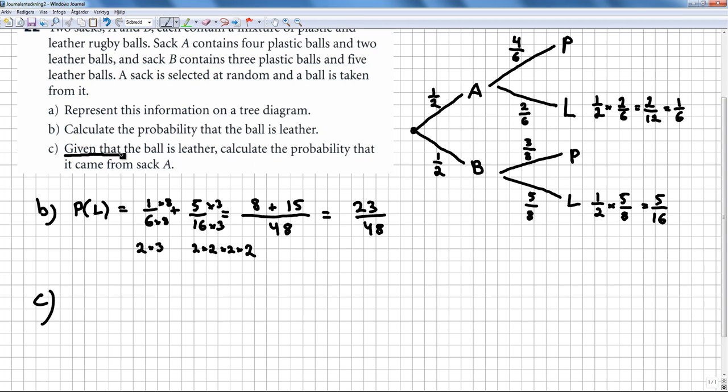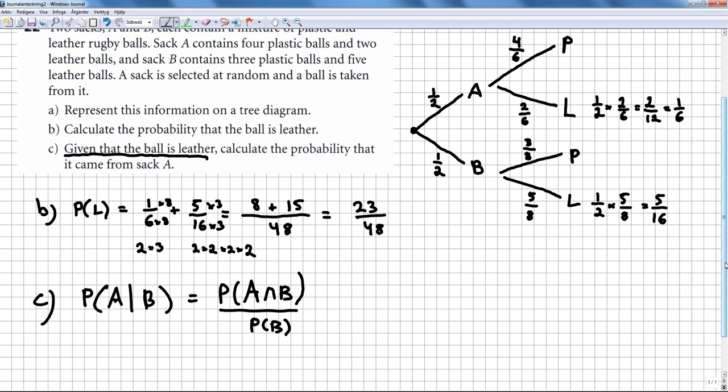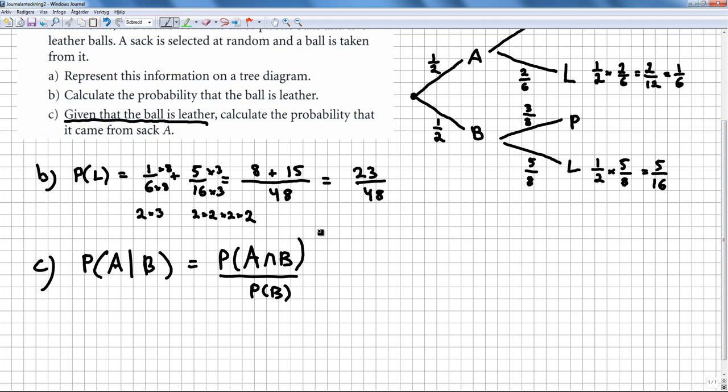Given that the ball is leather, given that, remember the formula, P of A happening given that B has happened is equal to P of A and B divided by P of B. This is a general formula. Okay, so we're going to use this formula to find the answer.